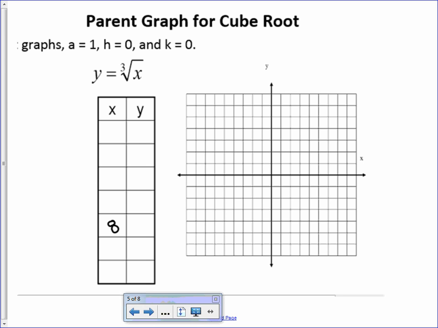What other number might you put in? 0 would be a good one. That's going to be easy. The cube root of 0 is 0. The cube root of 8 is 2. What's another good number? 1. The cube root of 1 is? 1. You should always put 1 in.